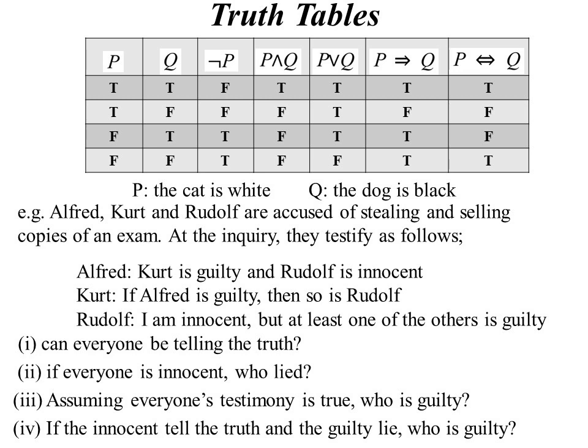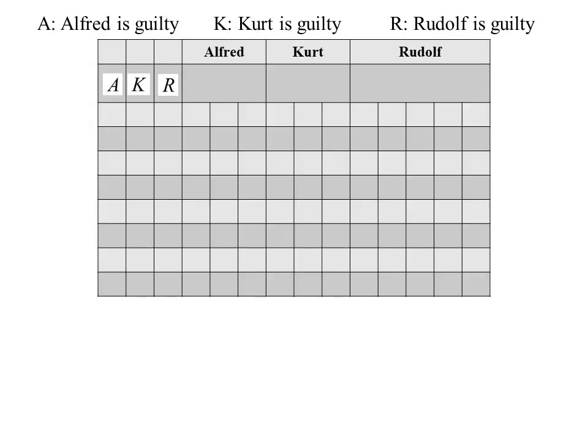Okay, I've got to break it down into propositions. So I'll have three different propositions: A for Alfred is guilty, K, Kurt is guilty, R, Rudolph is guilty. Each is either going to be true or false. I will now set up the truth table. So the three propositions, A, K and R, and then I have to translate Alfred's, Kurt's and Rudolph's statements into logic. There are all the different permutations: true, true, true, true, true, false, and so on. So all of these are the ones that I could then test.